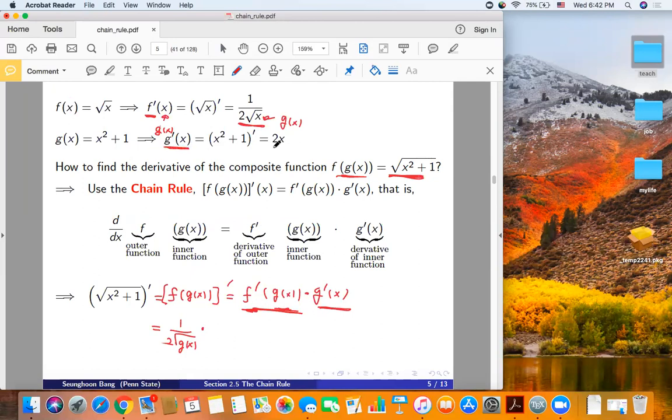G prime of x is 2x. We have 2x, and you can cross out, leaving x over the square root of g of x. G of x is given: g of x is x squared plus 1. You plug it in here: x over the square root of x squared plus 1. That's it. This is the idea for finding f of g of x prime. We call it the chain rule.